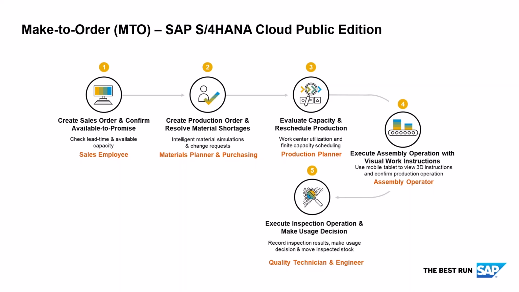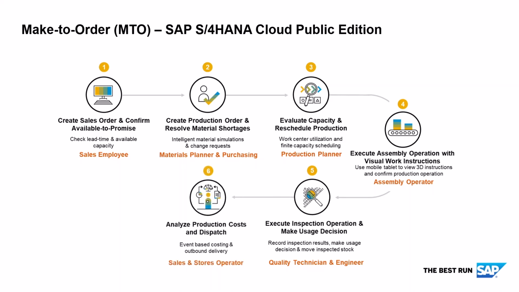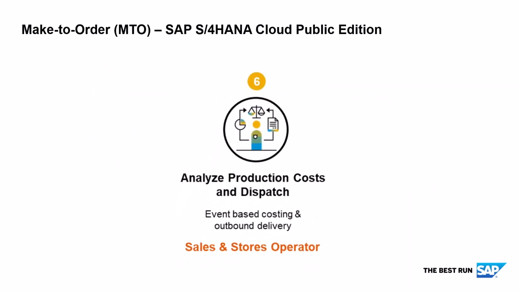So now the quality has been completed. Let's move on to the sales employee in conjunction with the stores. And the sales employee will review the production order costs and then initiate the outbound delivery in order for the stores operator to pick the product and post the goods issue, as well as print the dispatch note.